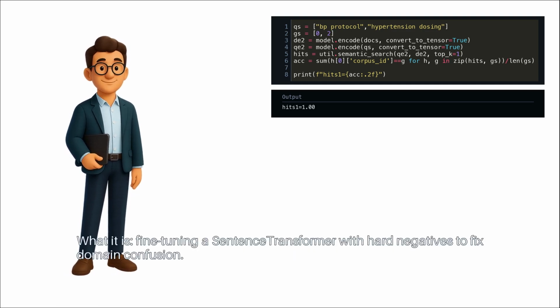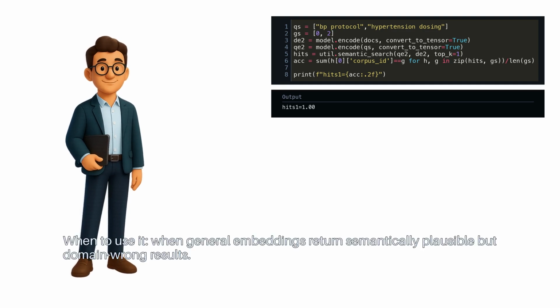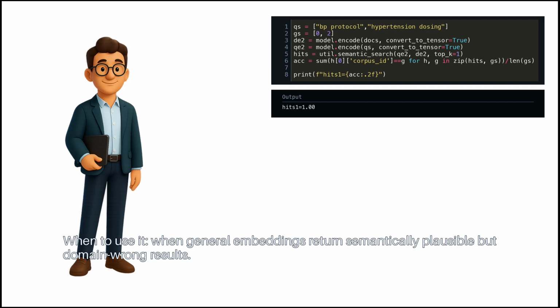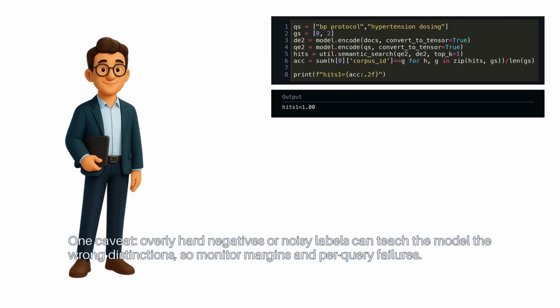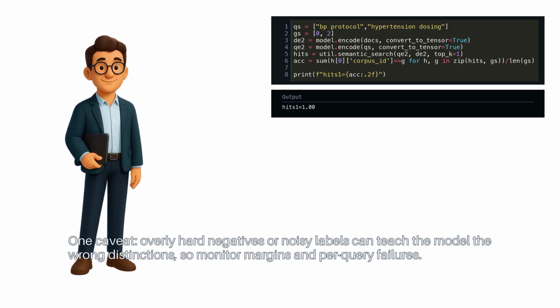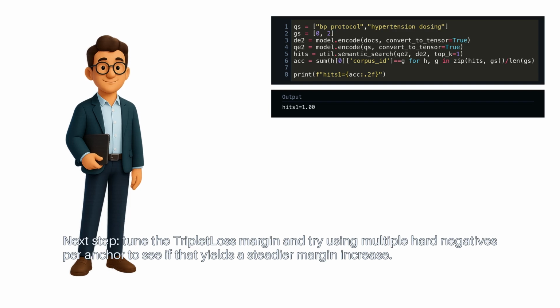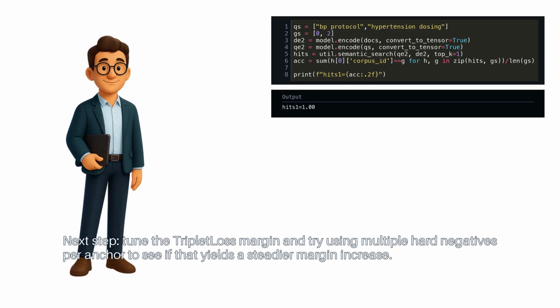Recap. What it is: fine-tuning a sentence transformer with hard negatives to fix domain confusion. When to use it: when general embeddings return semantically plausible but domain-wrong results. One caveat: overly hard negatives or noisy labels can teach the model the wrong distinctions, so monitor margins and per-query failures. Next step, tune the triplet loss margin and try using multiple hard negatives per anchor to see if that yields a steadier margin increase.